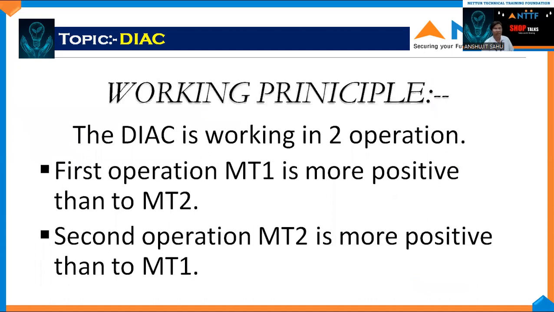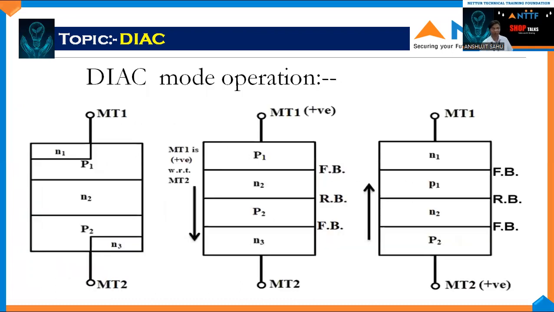Then working principle. The DIAC works in two operations. First operation: MT1 is more positive than MT2. Second operation: MT2 is more positive than MT1. Then the DIAC mode of operation.